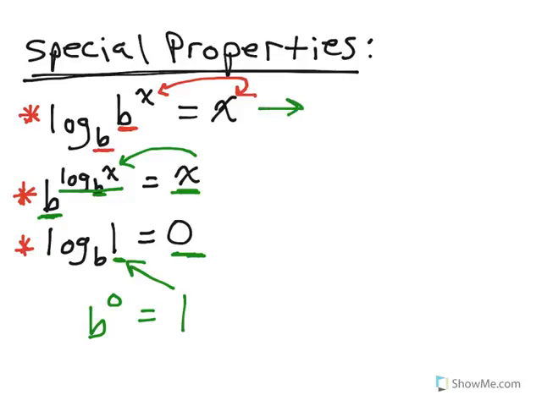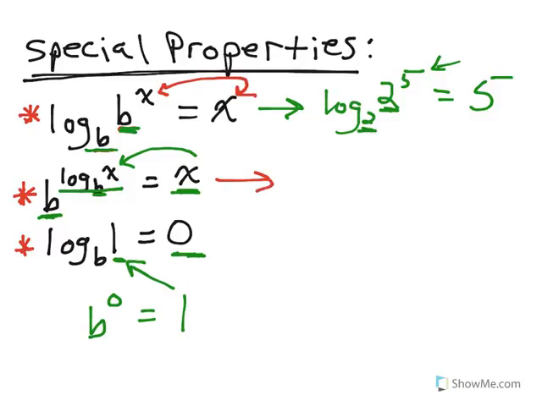For example, log base 2 of 2 to the 5th power. The base is the same as the number here. It equals our exponent, 5. Another example for the second special property. If we have 10 to the power of log base 10 of 9, since our base on our log is the same as our base here, the answer is 9.